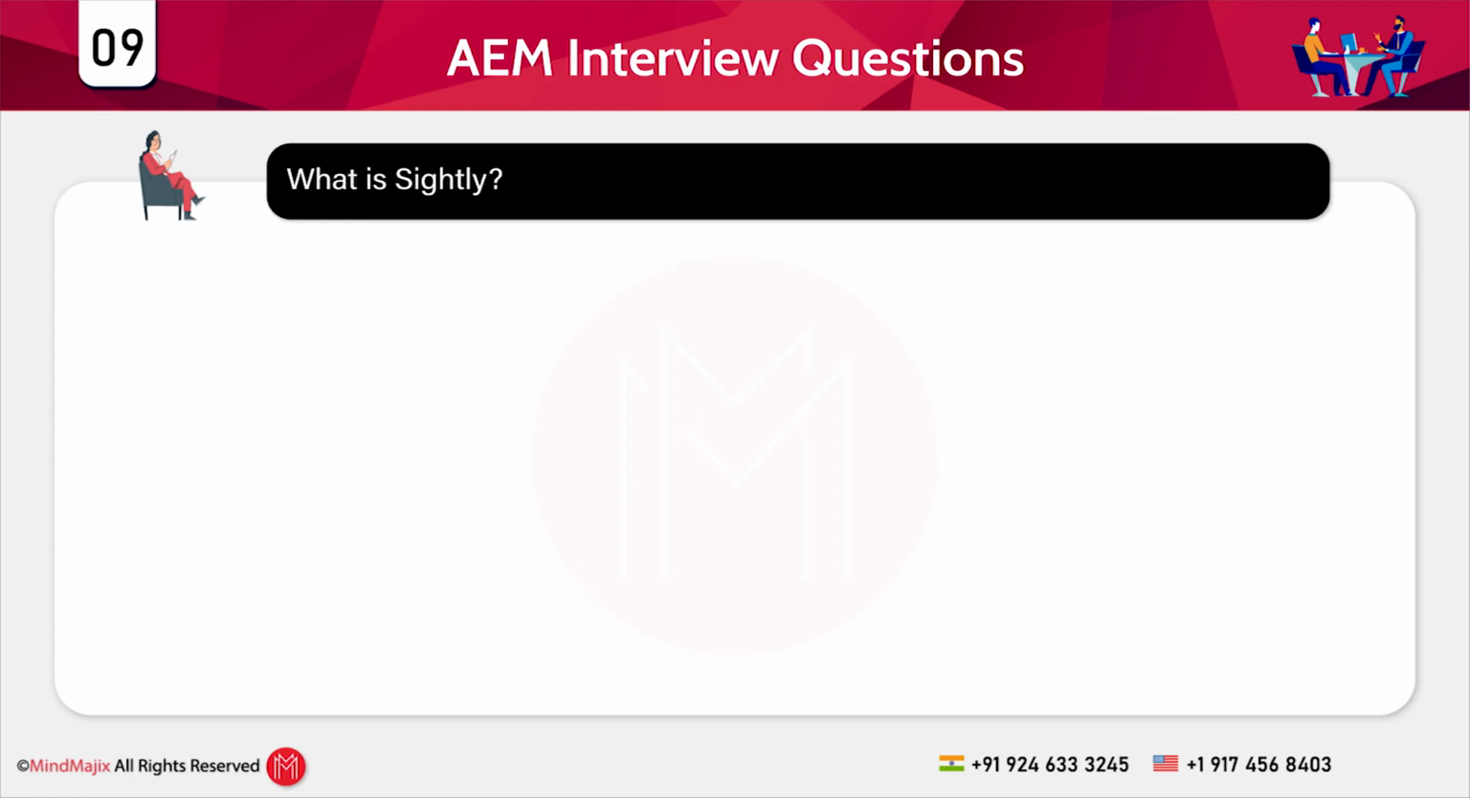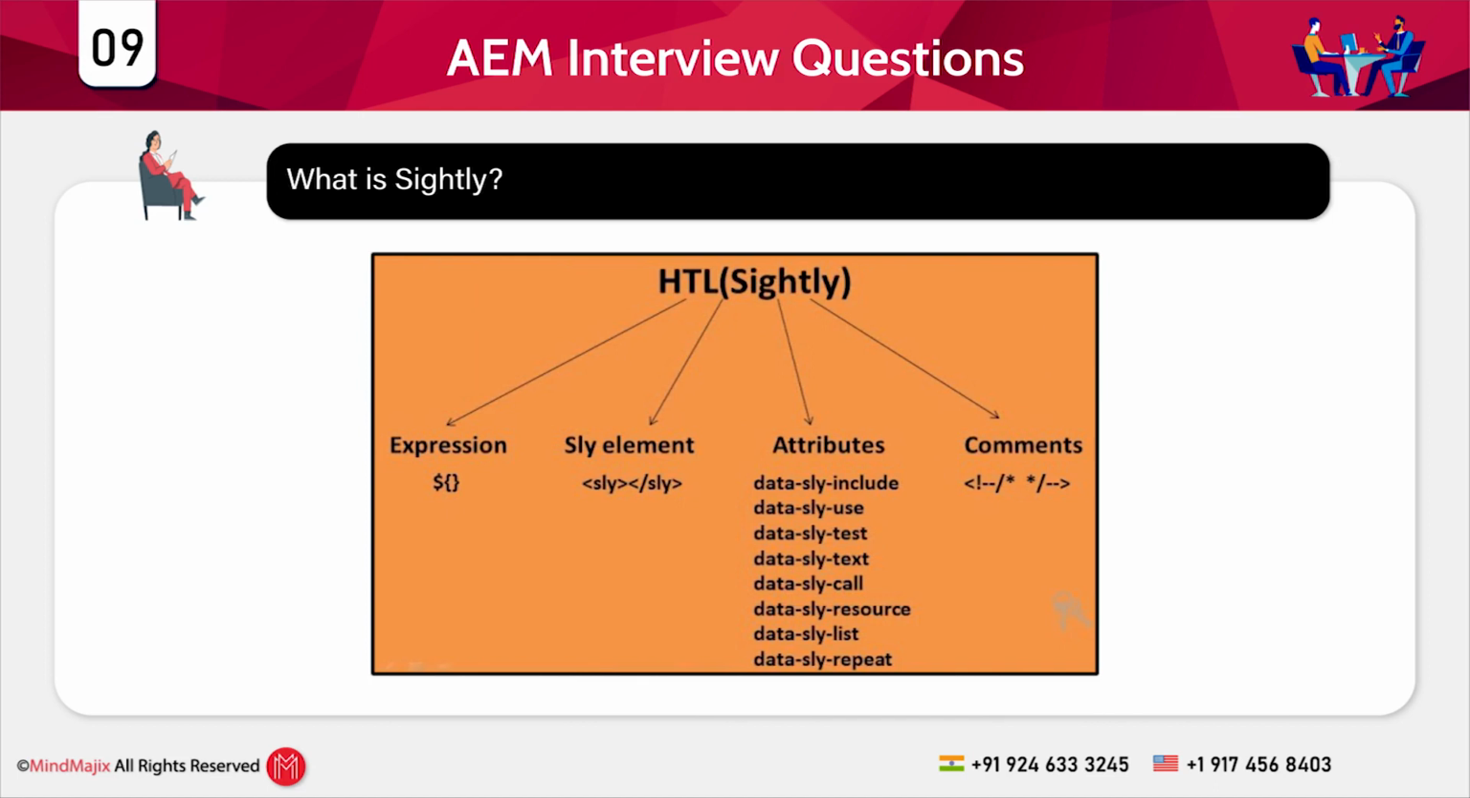And what is Sightly? Sightly is called HTL. Sightly is an HTML templating language, and it can have expressions, it can have attributes, and comments are similar to HTML. We comment the same way we comment in HTML, and it is a combination of expressions and block statements. And in the block statement, we will use the sly element, and it also has a specific sly element. And we have some attributes. Those attributes we can go through while going through the next interview questions.